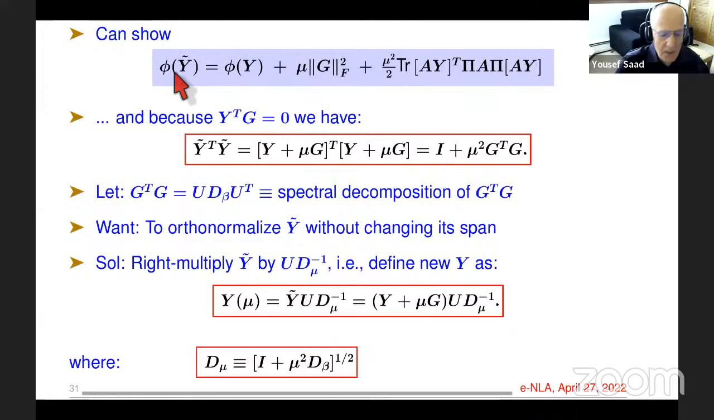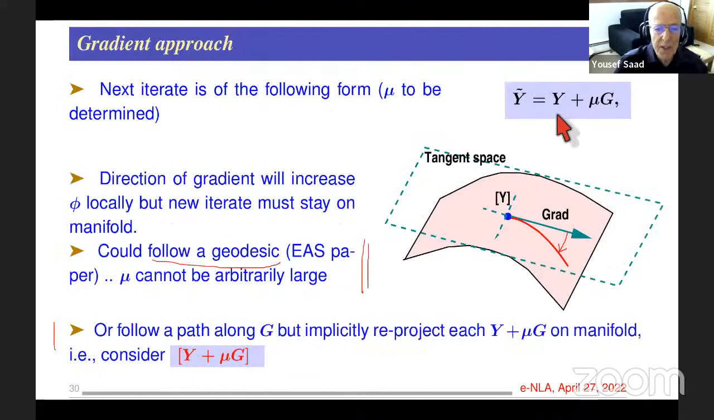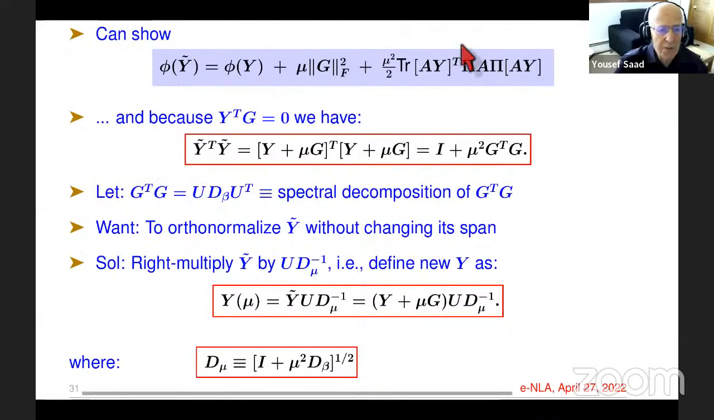If you look at Y tilde here, what you find is that phi of Y tilde is of this form, which tells me that, of course, mu cannot be arbitrarily large because this could go to infinity, but it's because Y tilde has to be renormalized.